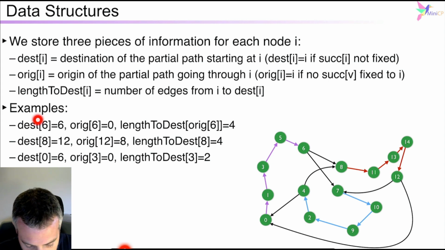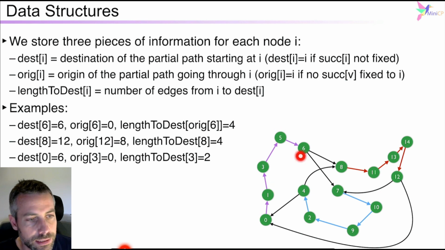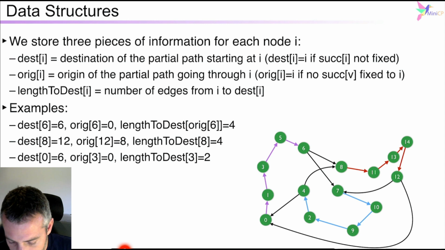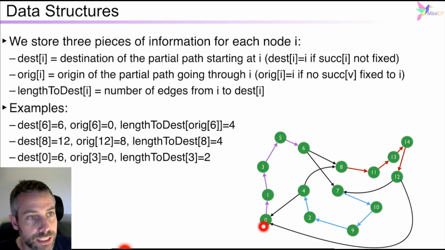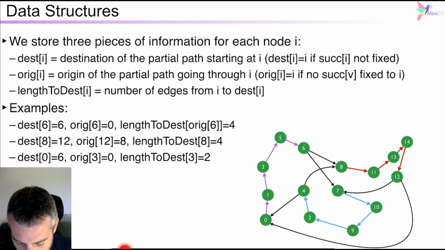What is the destination of node 6 here? Since the partial path is ending in 6, the destination is 6 itself. The origin of the partial path ending in node 6, you see that it was originating at 0. The length to the destination of 0 is 4, because we have 1, 2, 3, 4 edges.